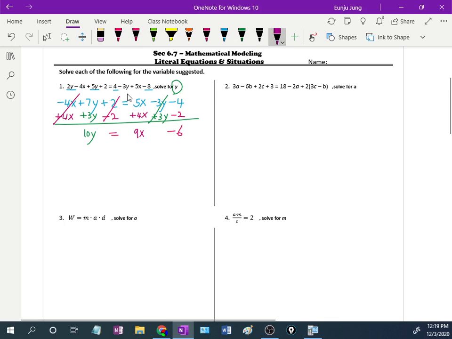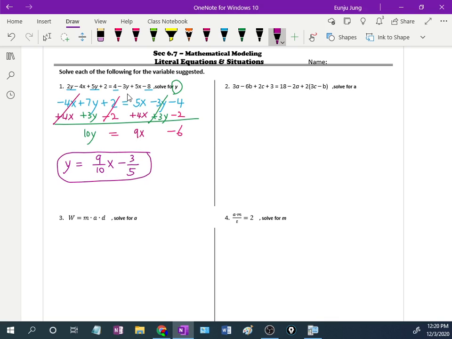What's the next step after that? Divide everything by 10, that's right. So let's separate each term. Let's write dividing by 10, dividing by 10, and dividing by 10. 6/10. Can you reduce it? So that will be 2 times 3, 2 times 5. So we have the reduced form. So that will be the answer.